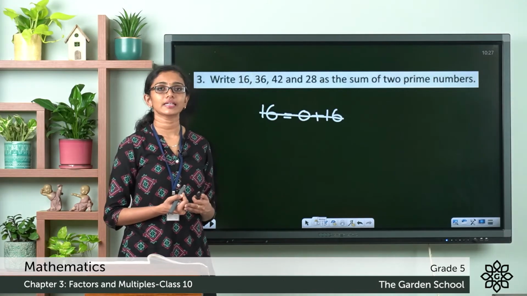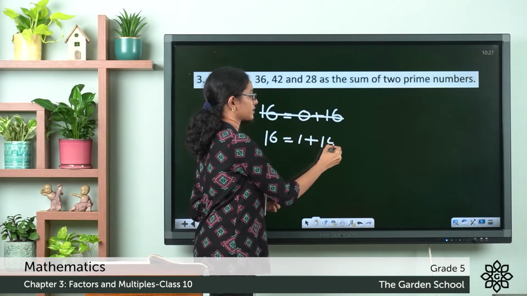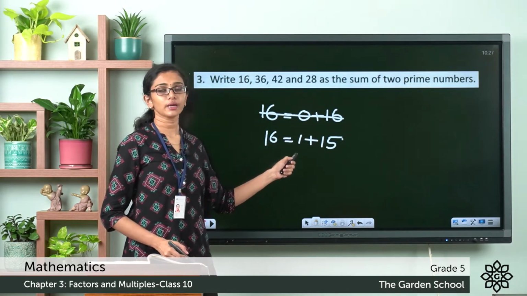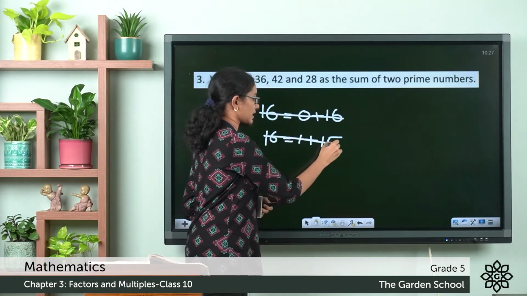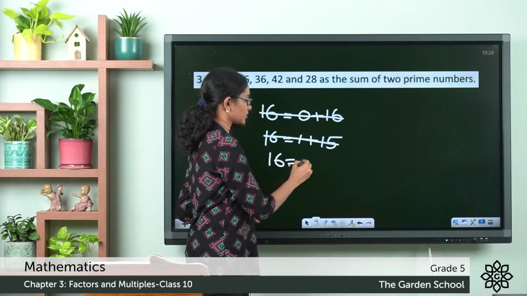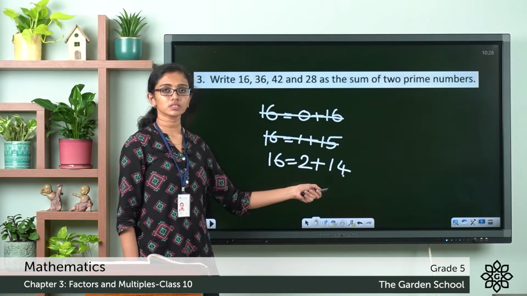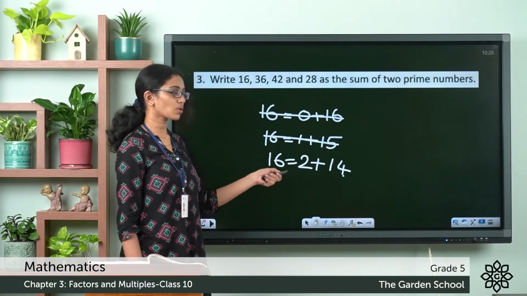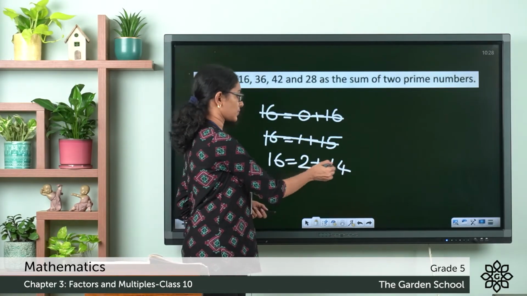So we cannot consider this. Now let's consider the next case. 16 is equal to 1 plus 15. Now are these two prime numbers? 1 is neither prime nor composite and 15 is a composite number. So we cannot consider this case also. Now let's consider another case. 16 is equal to 2 plus 14. Are these two prime numbers? 2 is prime whereas 14 is composite. So here 16 is not represented as the sum of two prime numbers. So we cannot consider this case also.